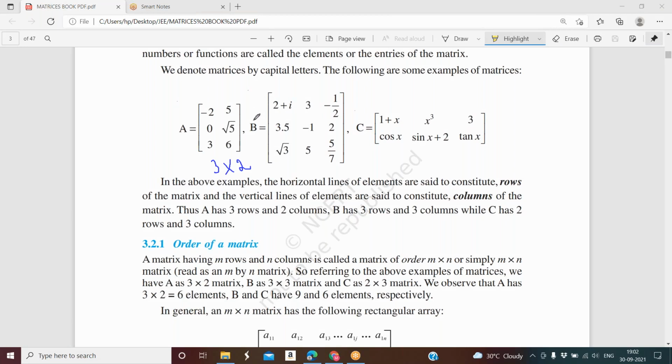Next, come to the second matrix B. Here, how many rows can you see? There are 3 rows and 3 columns. So this is denoted by 3 cross 3, or 3 by 3. The next matrix is C. Here we can see 2 rows and 3 columns. So this is denoted as 2 cross 3. So this is what the order of a matrix is.